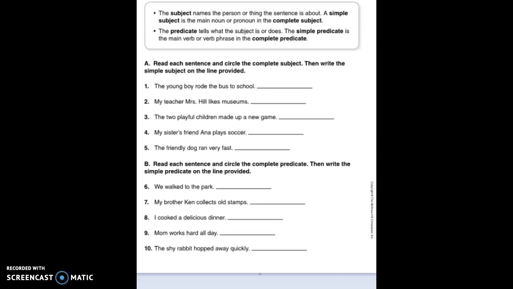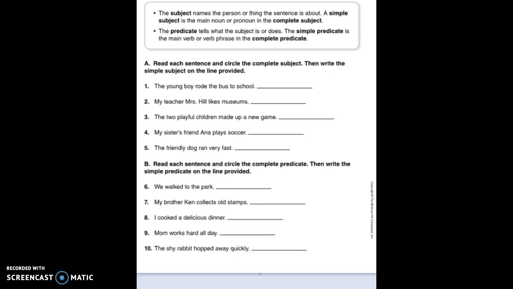Number 7, my brother Ken collects old stamps. Write the predicate on your paper, please. Number 8, I cooked a delicious dinner. Same thing, write the predicate on your paper.